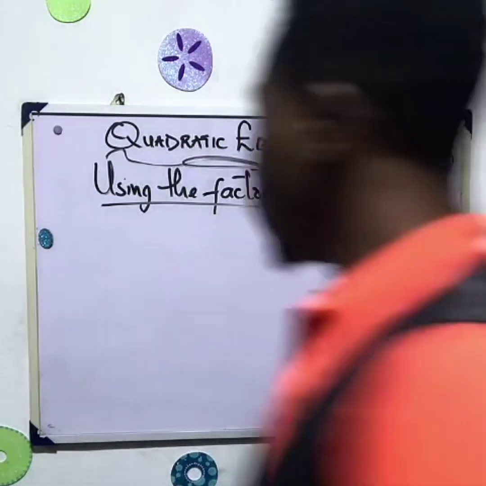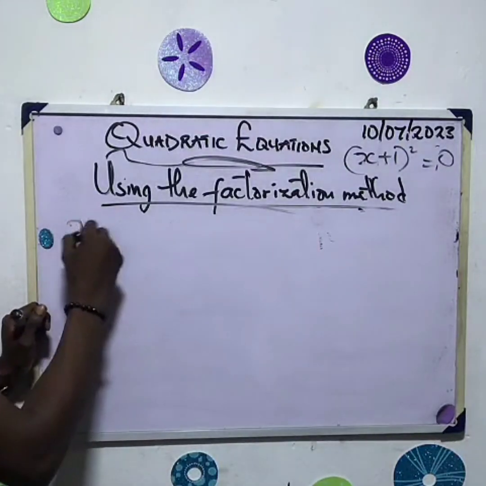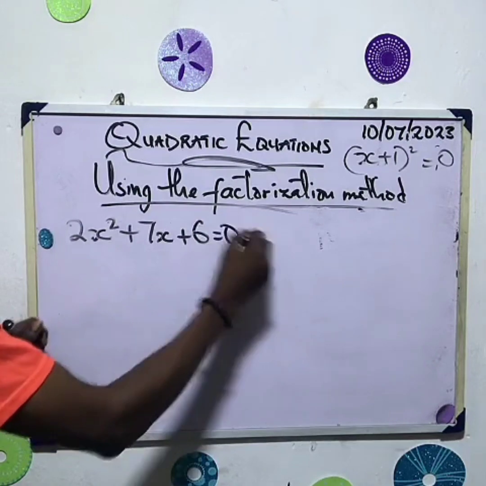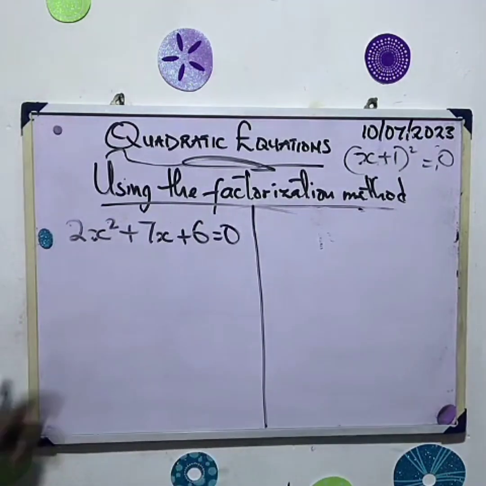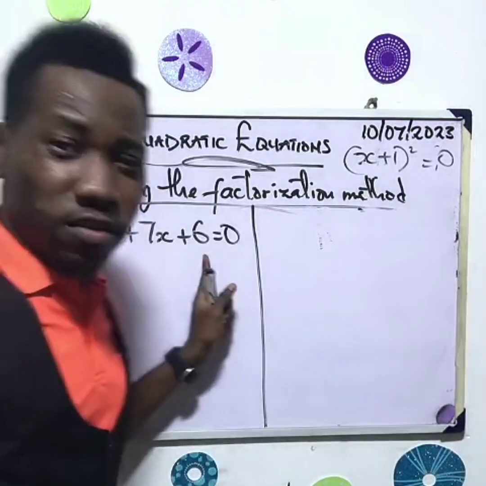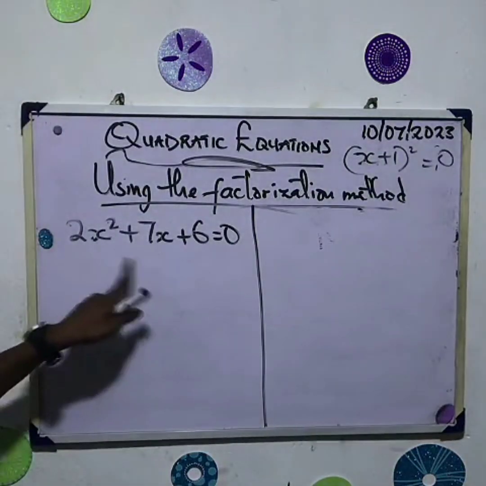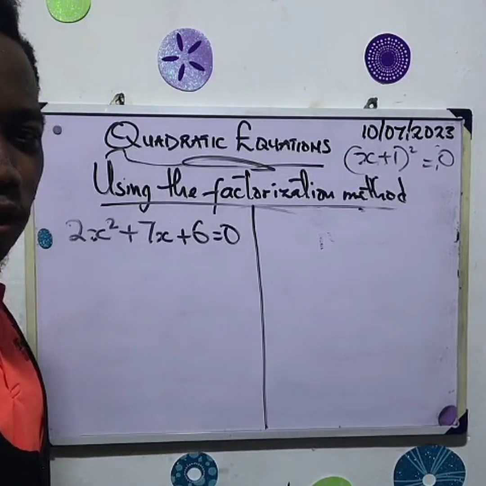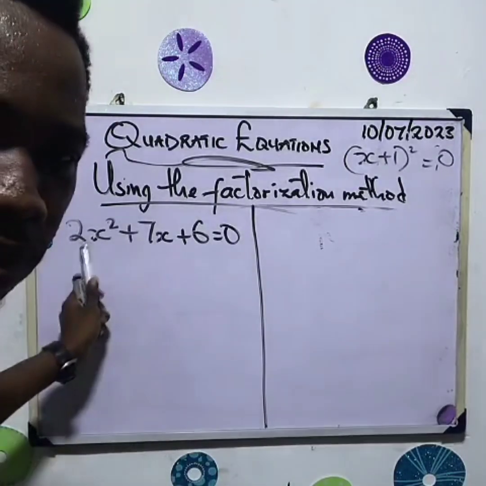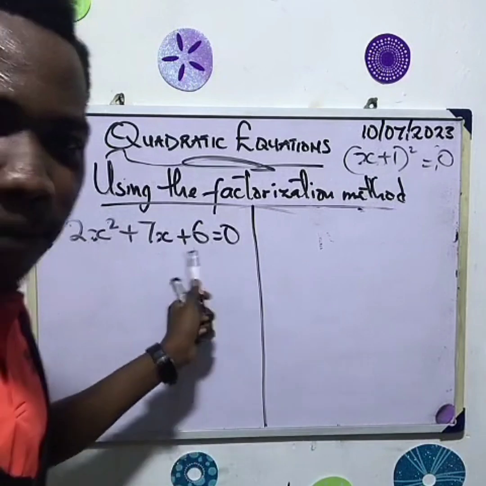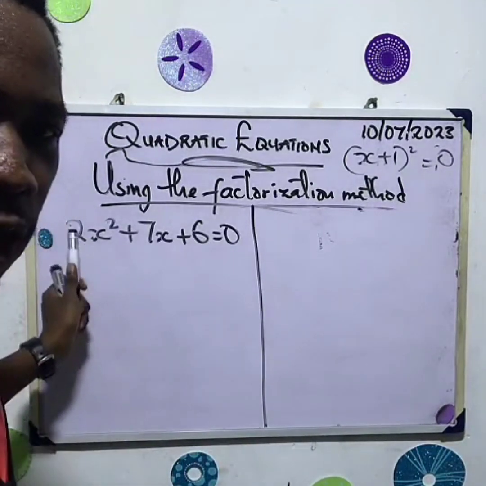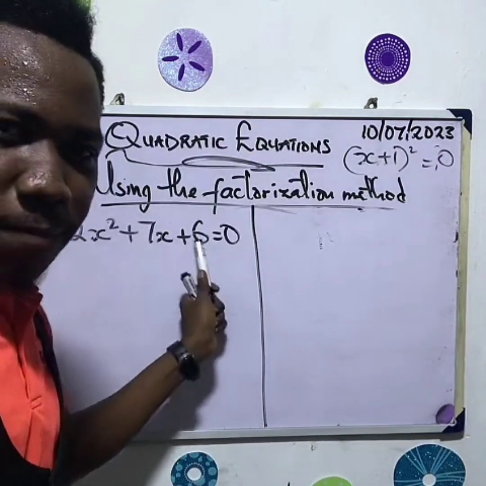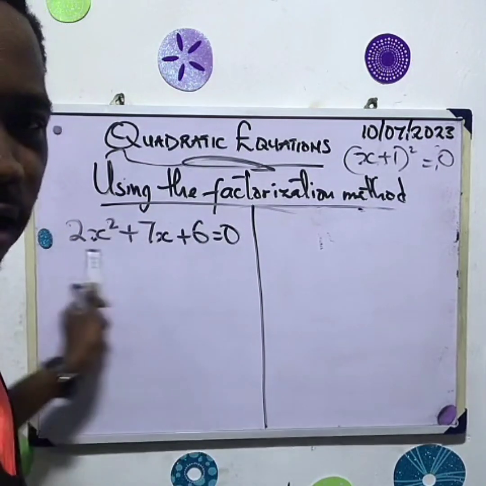So example number 2. 2x squared plus 7x plus 6 equals 0. Factorization. What again are we going to do? You multiply your A by your C. In other words, multiply the coefficient of x squared, which is what? 2, multiplied by your constant, which is what? Plus 6. Thank you.